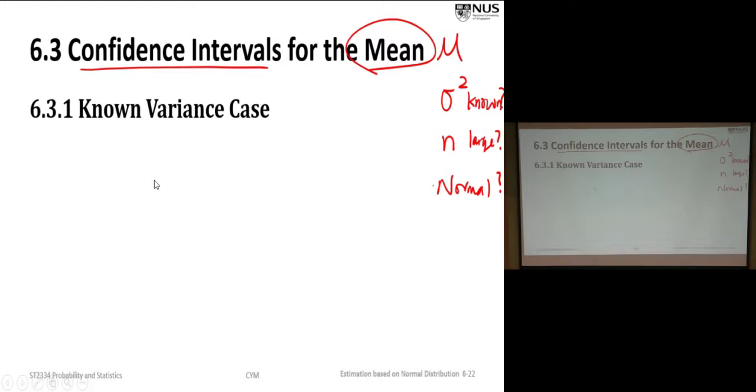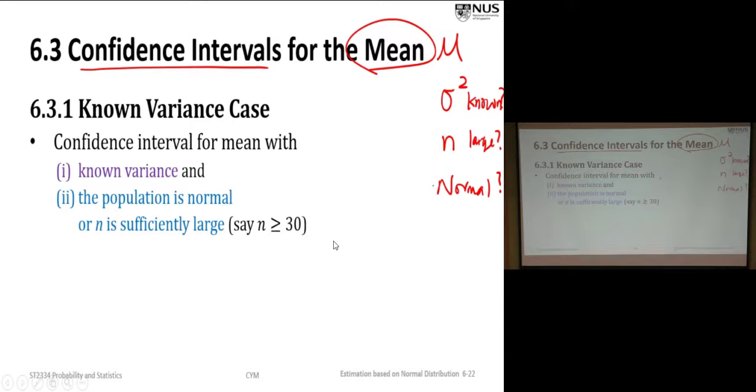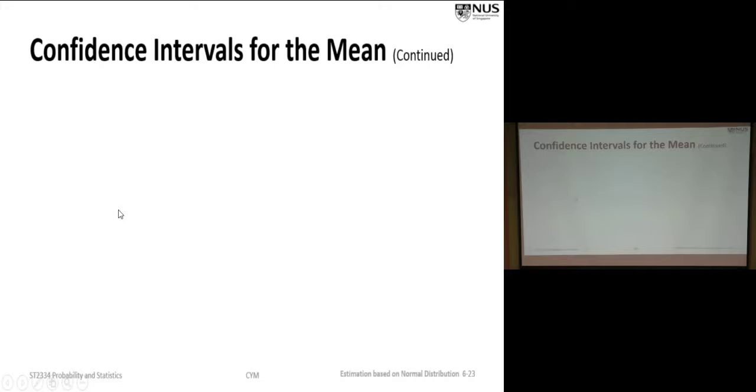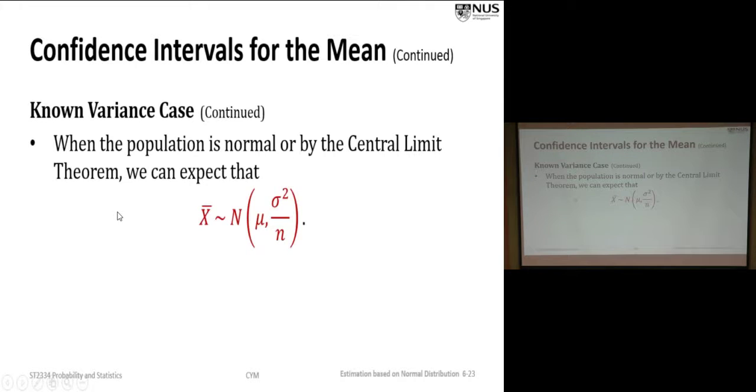So the first scenario is when sigma square is known, the variance is known, and the population is normal. Or if it's not normal, the sample size is big. Then we can apply the same formula. And what is this formula? The formula is like this.